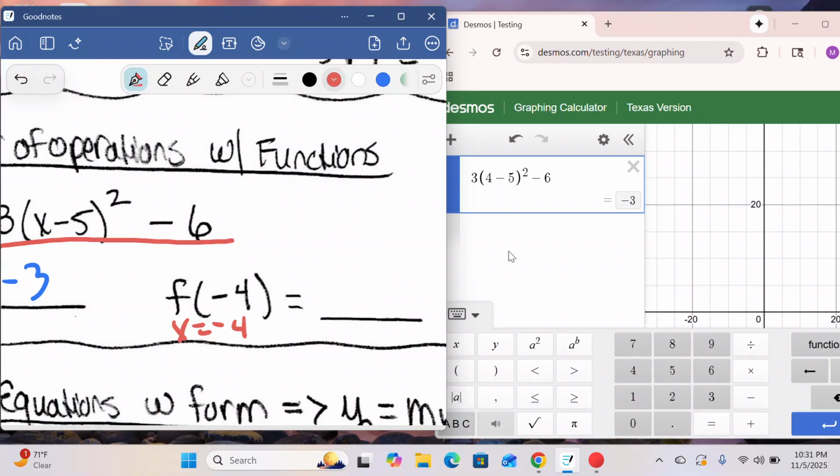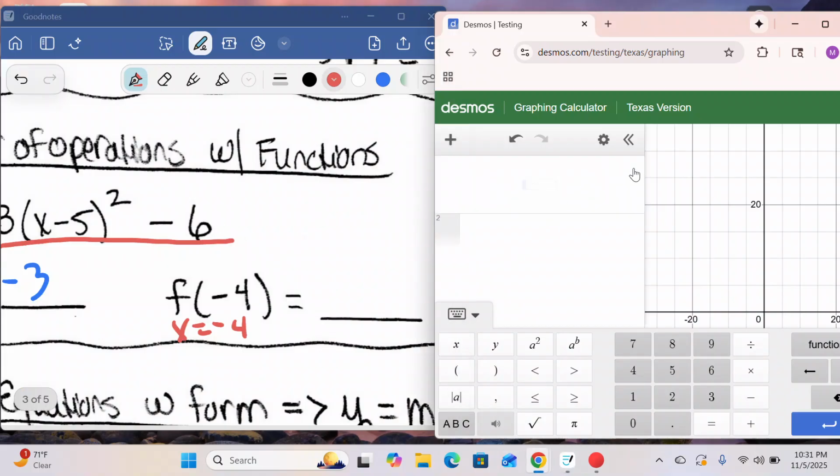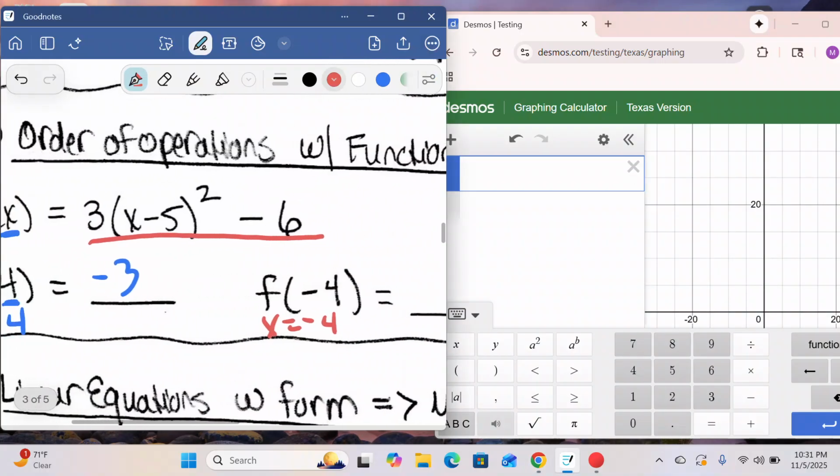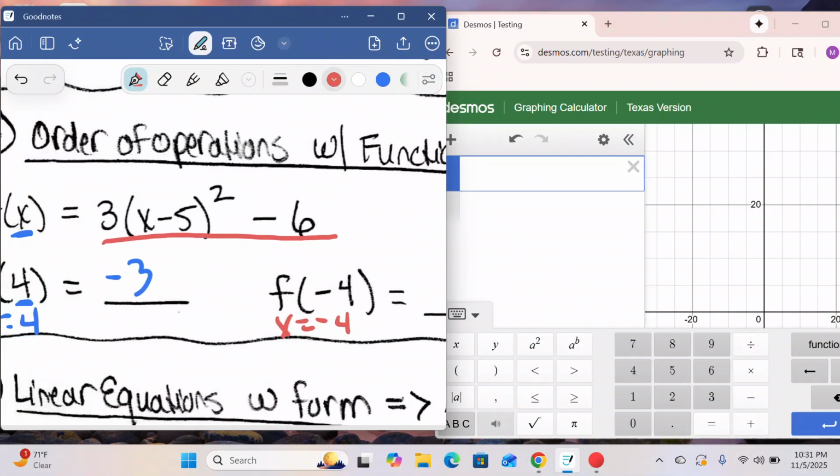And what I like to do is I like to take away this Desmos right here, and I like to just focus on this question. So where x is right here, looking at the red, I am going to put negative 4. So I'm going to just input it on Desmos. We're going to have 3 times (negative 4 minus 5) squared, minus 6. So all I'm going to do is input it exactly like the problem is there.